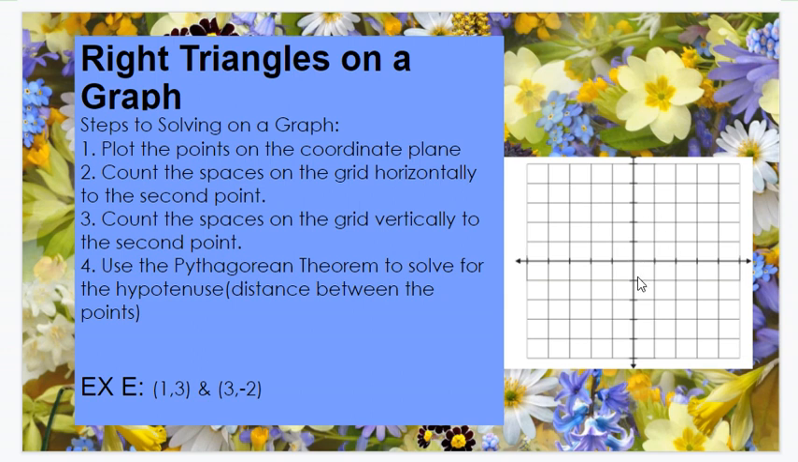Let's start with (1, 3). Remember, on a graph you start at (0, 0). (1, 3) means positive 1, right 1, and positive 3, up 3, because the first value tells you to go left or right, and the second value, the y value, tells you to go up or down.